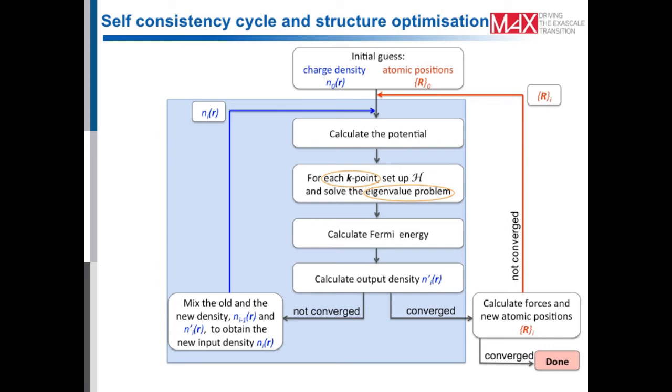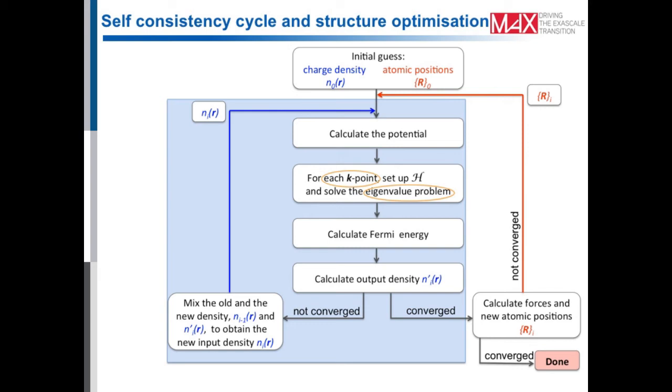Once this is converged, you can calculate forces on your atomic positions. They might not be converged, so the forces may be large, and then you have to go back in here again, move the atoms to the new atomic positions, and then you have to go through the self-consistency cycle for the electronic part again. Okay, so far so good. I think these are the basics of DFT, which you probably already know. This was just a reminder.